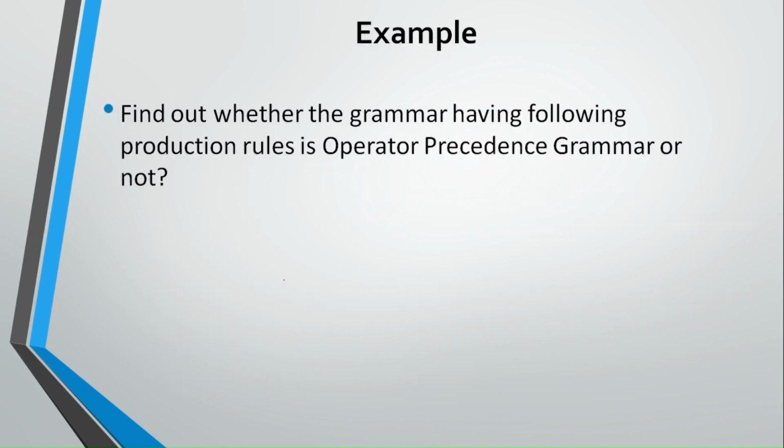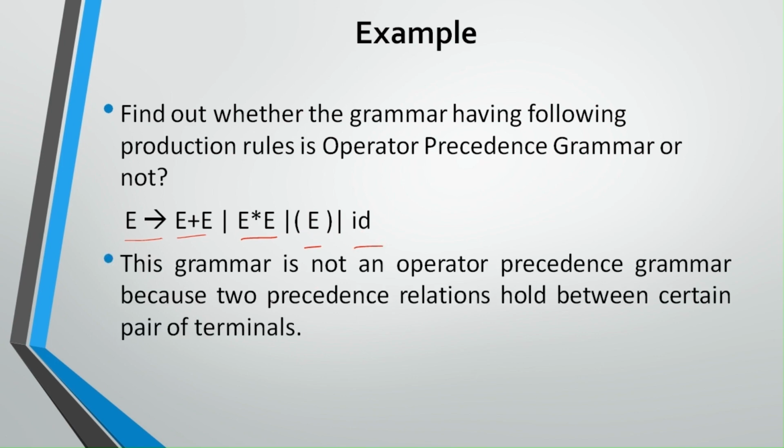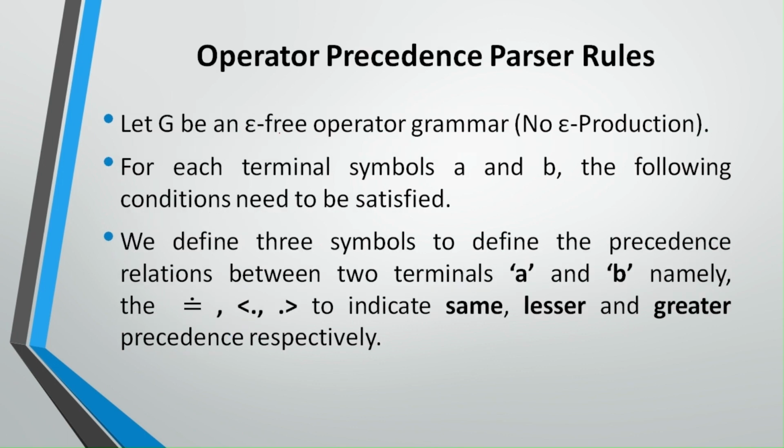Suppose we have to find out whether the given grammar is an operator precedence grammar or not. Having this production, E is rewritten as E plus E, E multiplied by E, parenthesis E, and ID. We will see that this grammar is not an operator precedence grammar because two precedence relations hold between a certain pair of terminals. We are going to prove it, but for that we should have knowledge of these rules.